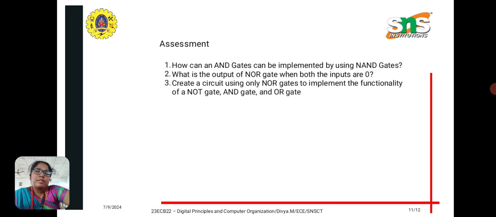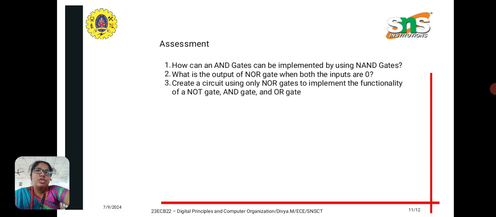Assessment: how can AND gates be implemented by using NAND gates? What is the output of NOR gate when both the inputs are 0? Create a circuit using only NOR gates to implement the functionality of NOR gate, AND gate, and OR gate.